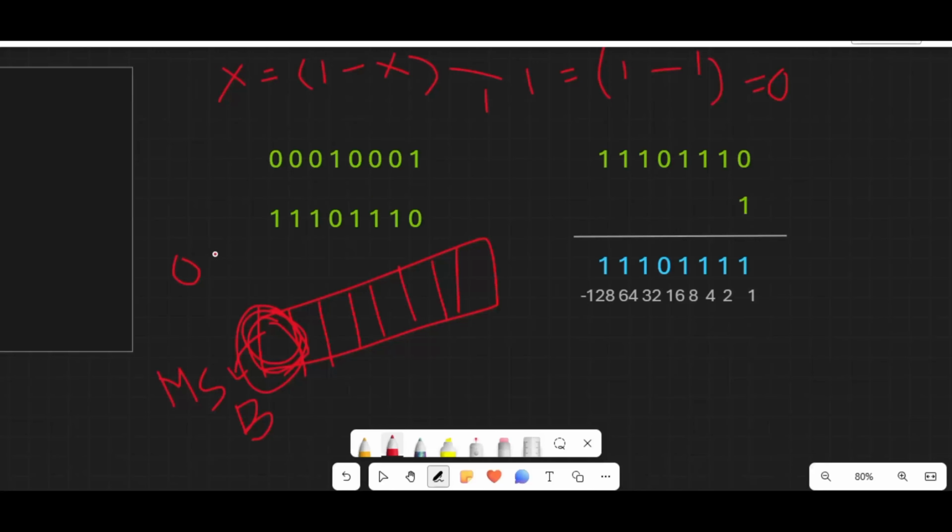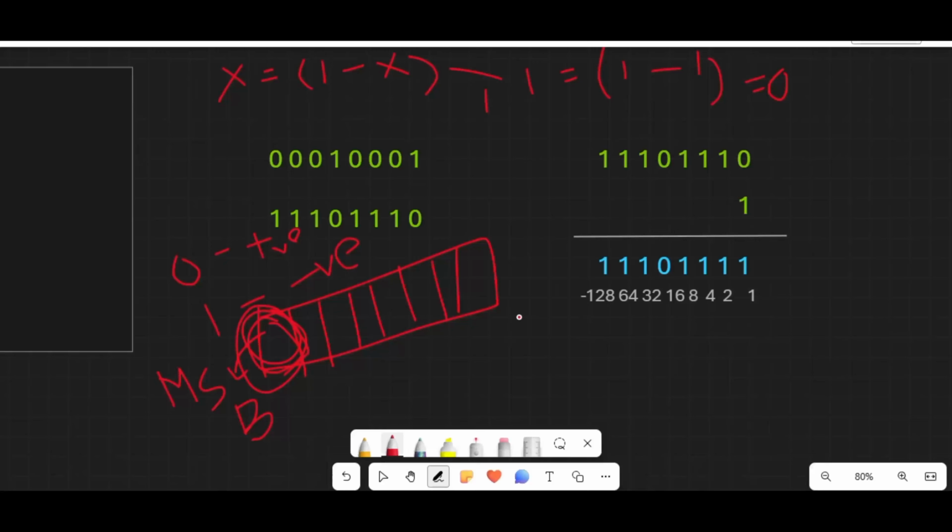If it is 0, then it is a positive number. If the most significant bit is 1, then it is a negative number. So with the help of the MSB, we can convert positive to negative and negative to positive.